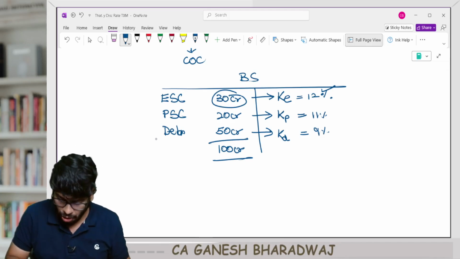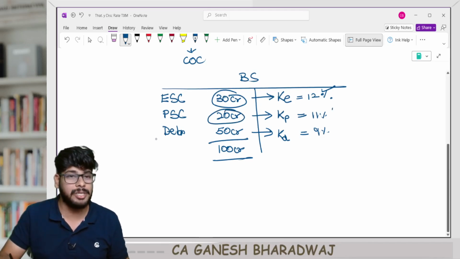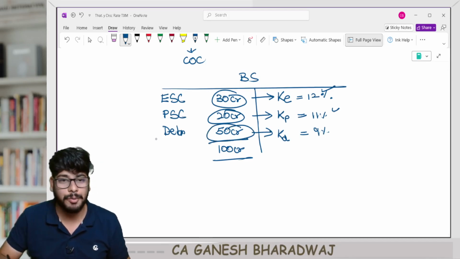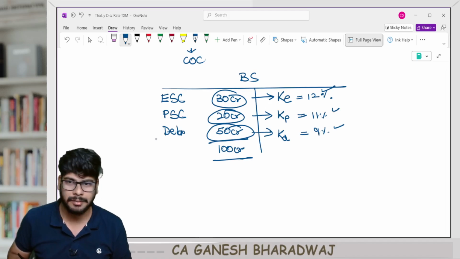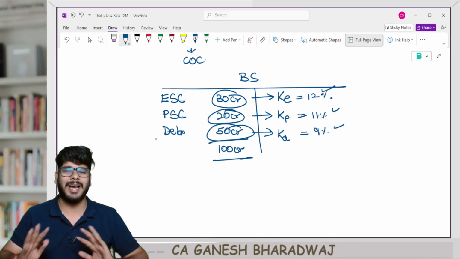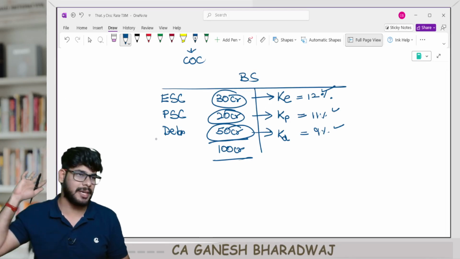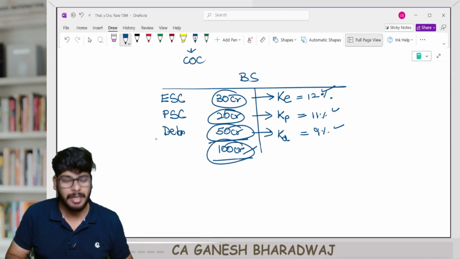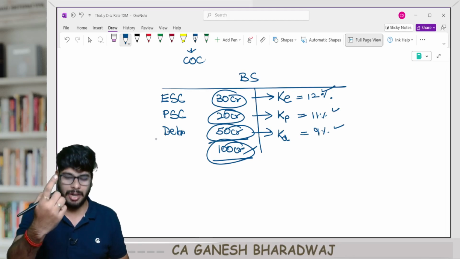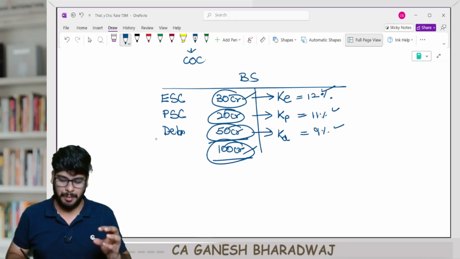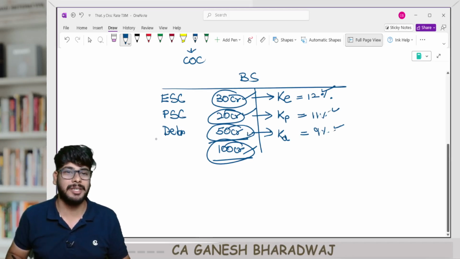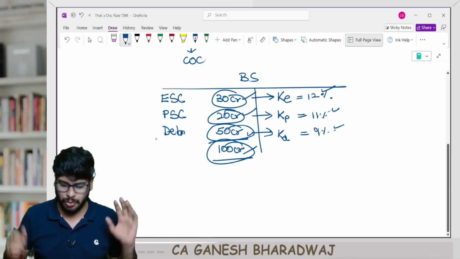Clear with this? The cost of raising this 20 crore was how much? 11%. The cost of raising this 50 crore was how much? 9%. Clear? Now they are saying, I don't want all this. Totally the company has raised how much? 100 crore. Overall, you tell me, for this 100 crore, what is the net effective cost? Sir, for 100 crore there is no single cost. For 30 crores, cost is 12%. For 20 crores, cost is 11%. For 50 crores, cost is 9%. Overall, for this 100 crores, what is the cost?